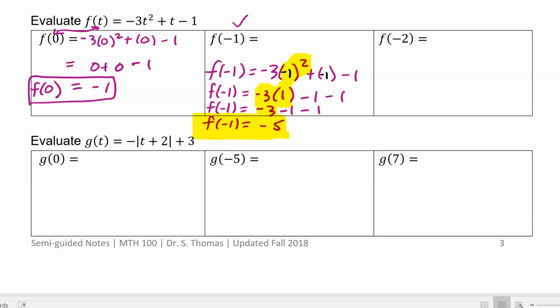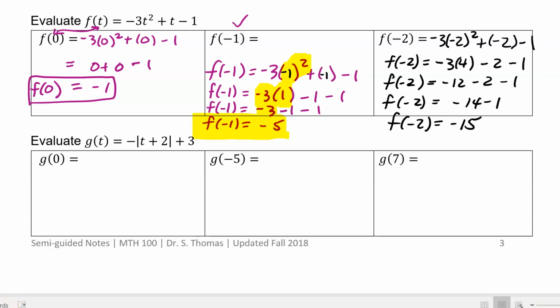Now go ahead and try the next one. Pause the video and try it. If you end up getting f of -2 equals -15, then you are absolutely correct. Let's move on to the next function.